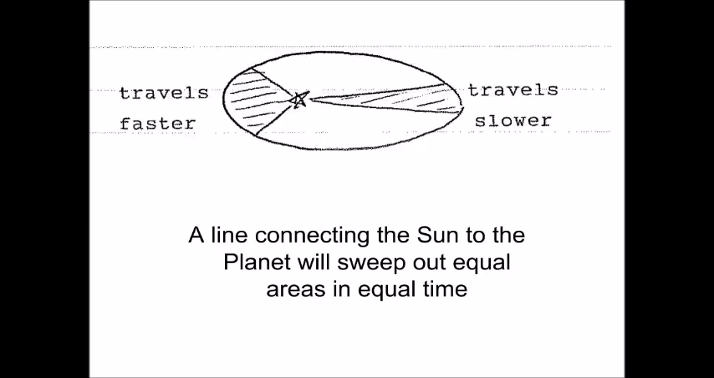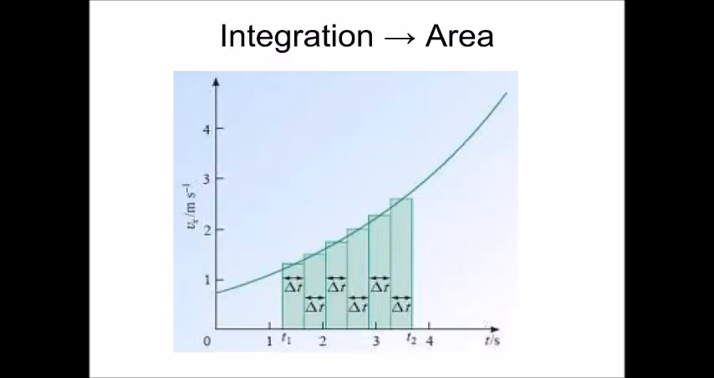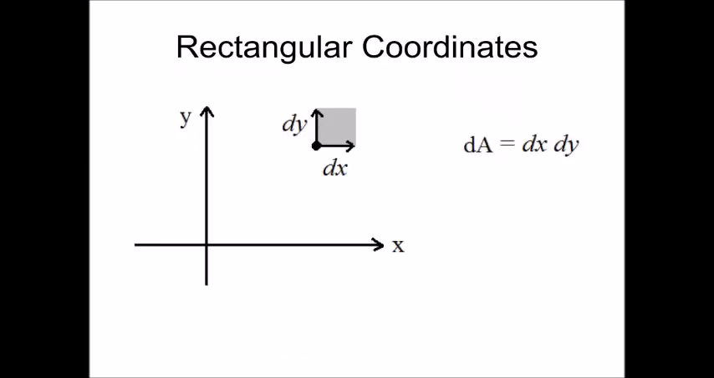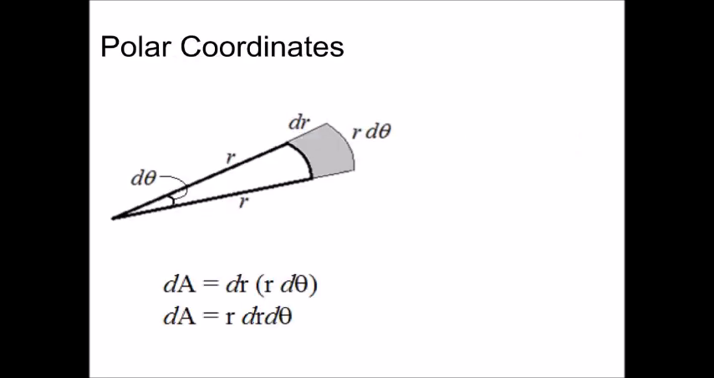equal area law, which means that planets speed up when getting closer to the sun and slow down when getting farther away. And if you think that lines sweeping out equal areas means integration, you're right. In rectangular coordinates, a small area dA equals dx dy. In polar coordinates, the small area dA equals r dr dθ. If you keep r constant and you integrate r from 0 to r and θ from 0 to 2π, you know what you get? You get the area of a circle, πr².